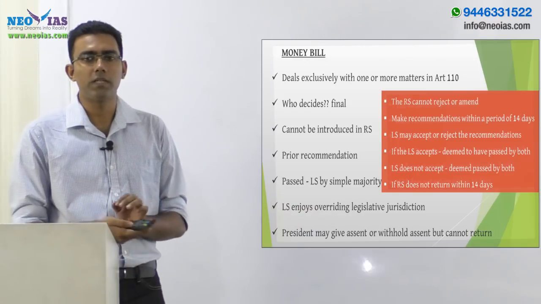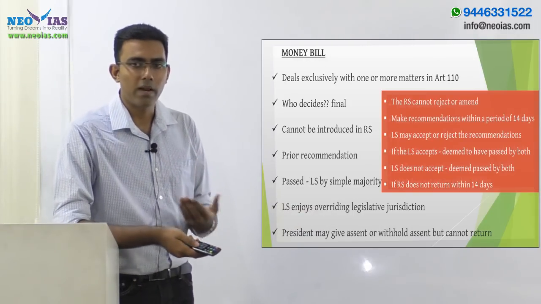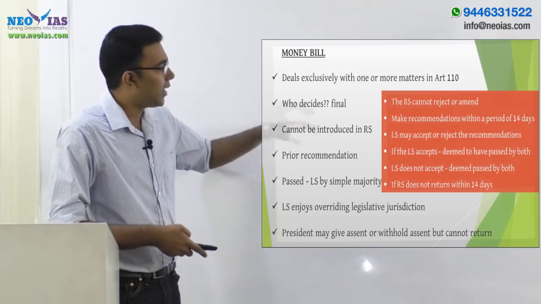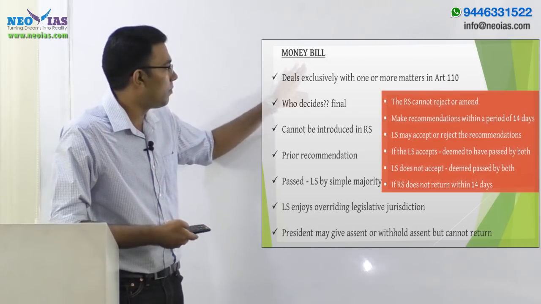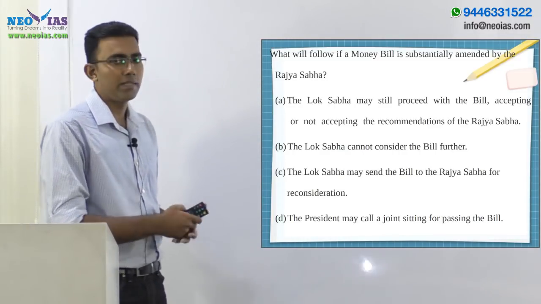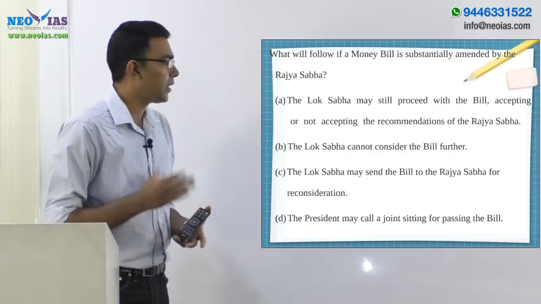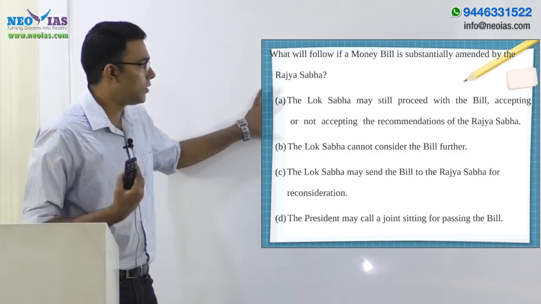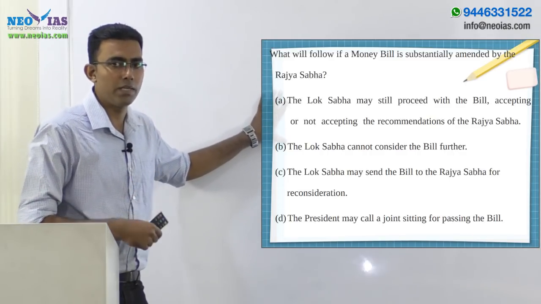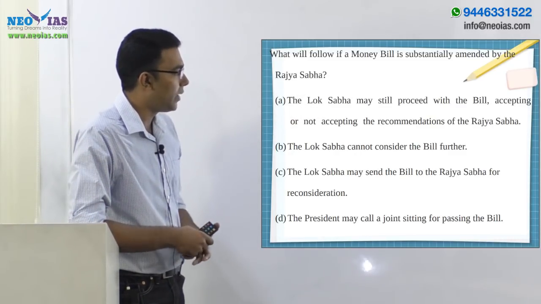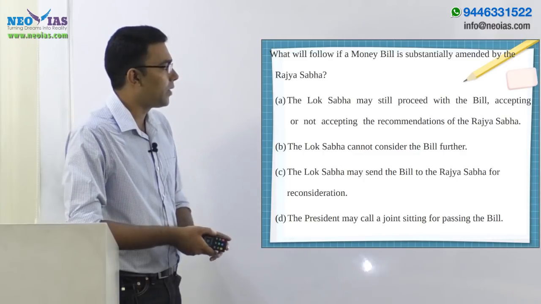Usually the President gives his assent because it is with his prior recommendation that this bill is introduced in Lok Sabha. So that is a quick revision on money bill. Now we will answer this question. What will follow if the money bill is substantially amended by the Rajya Sabha? Substantially amended means Rajya Sabha is making recommendations, which means that the Lok Sabha may still proceed with the bill accepting or not accepting the recommendations of Rajya Sabha.